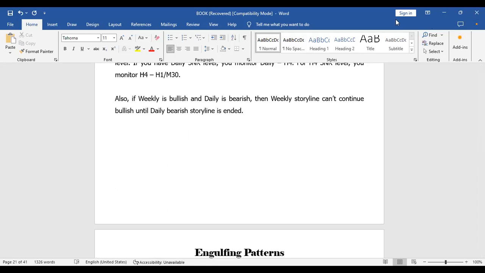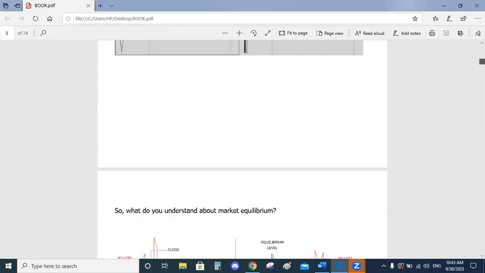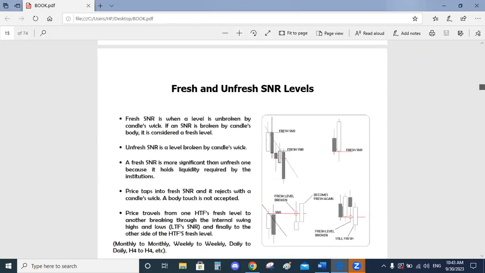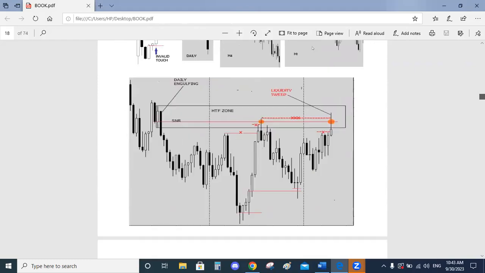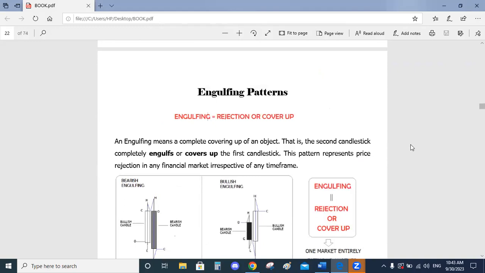Is it the PDF? It shouldn't be the PDF. It shouldn't scatter like this. Yeah.